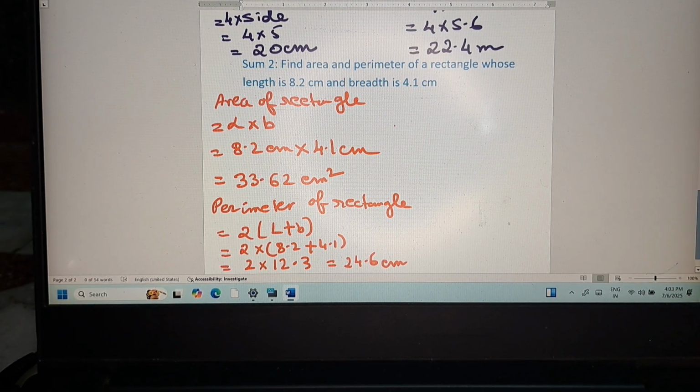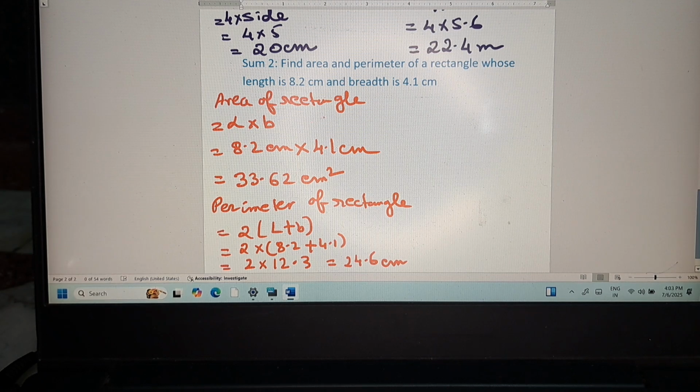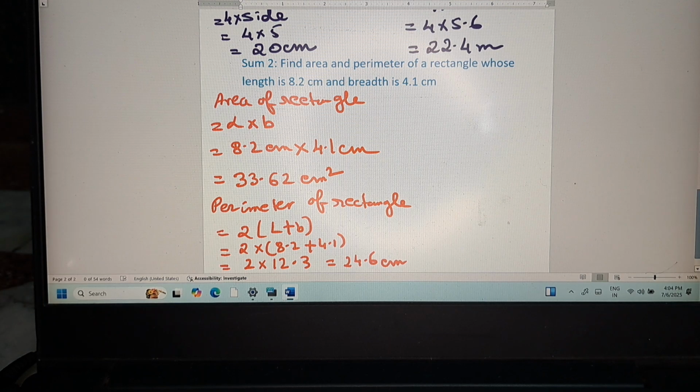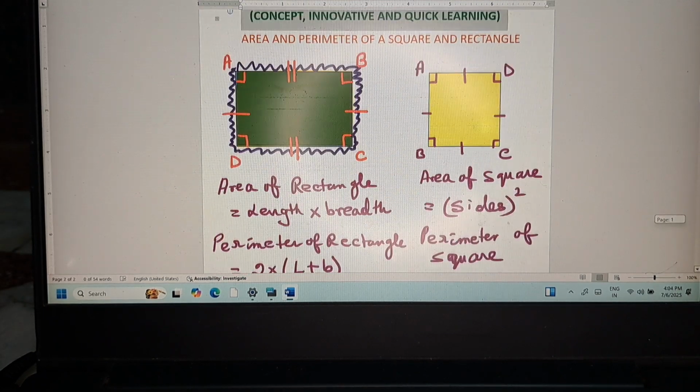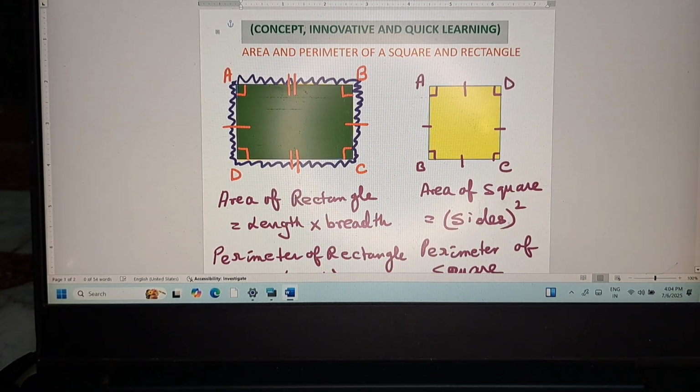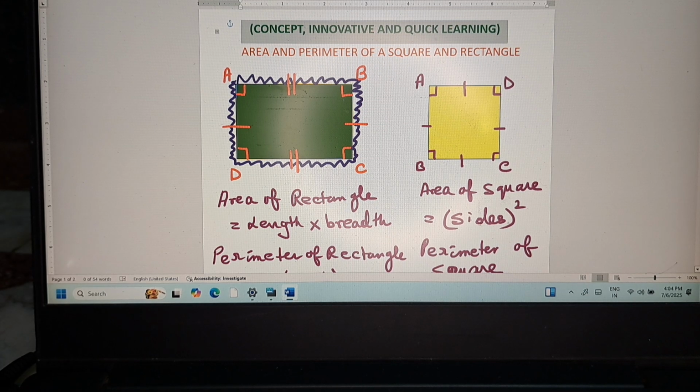So this is all about how to find the perimeter as well as the area of these two plane figures, square and rectangle. Hope you have understood the topic.